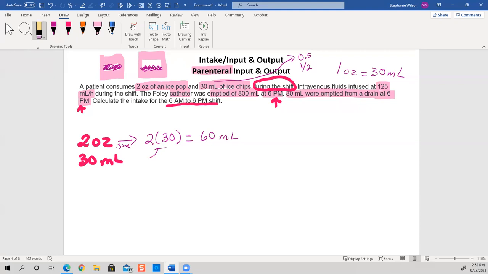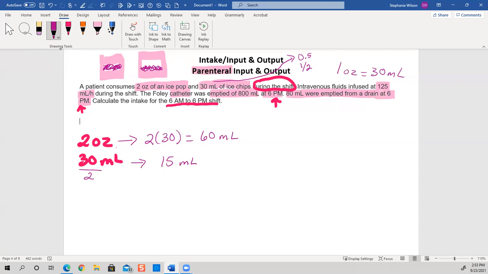All right. Now let's do the next one. The next one is ice chips, and again, we're going to take half. So I'm going to divide it by 2. What is half of 30? That's 15 milliliters.